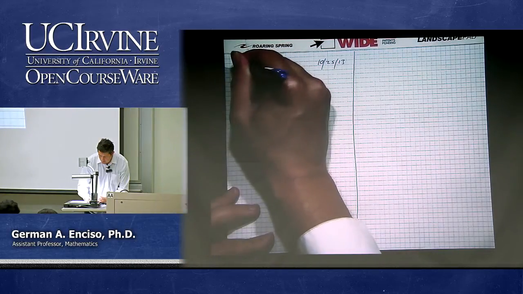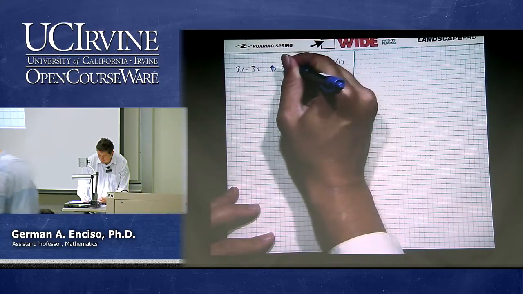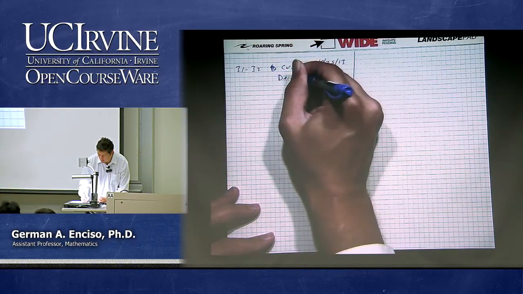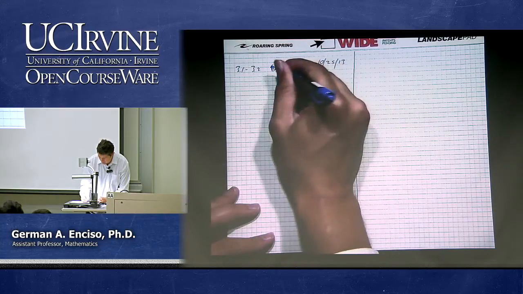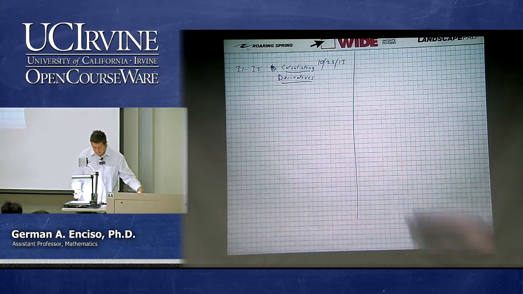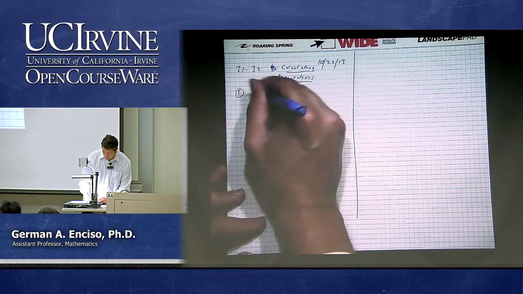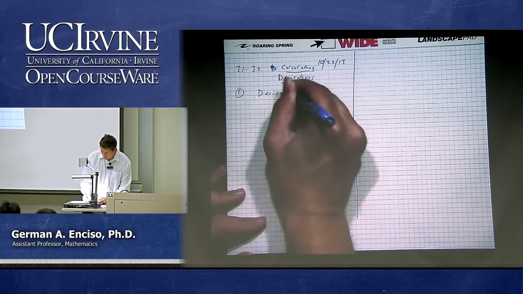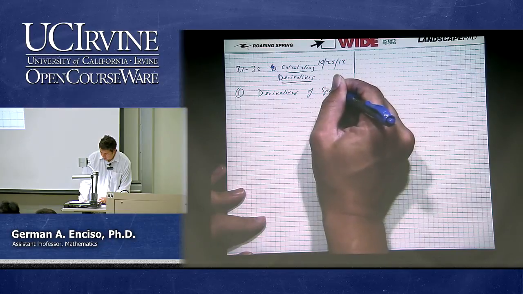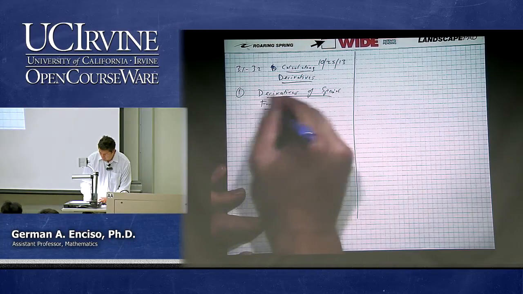So this is 3.1 and 3.2. This is calculating derivatives. Okay, so we're going to learn first the derivatives of special functions.